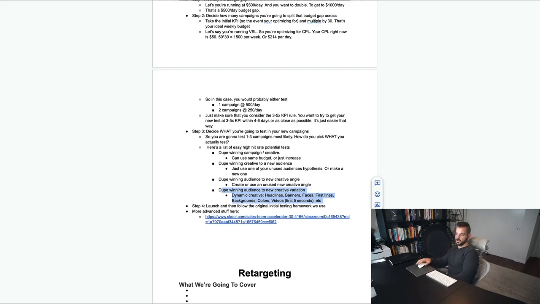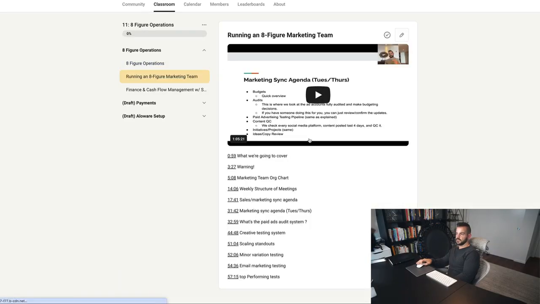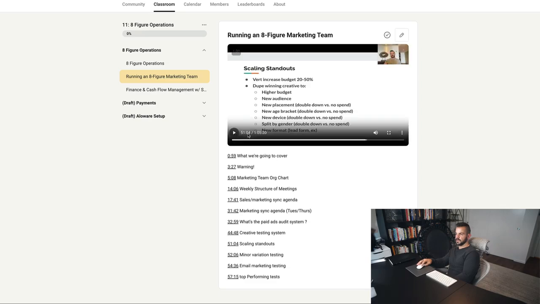So anyways, step 4 is, once you've figured that out, you launch, and then you go back and follow the initial ads testing framework we already covered. Now, if you want more advanced ad stuff, there's a training here. I gave this also at Boardroom one time. It's an advanced training of how we run our marketing team. About 3/4 of the way through, I start to give a lot of different advanced ideas for tests, so something for you to try. You should really go through all of it.